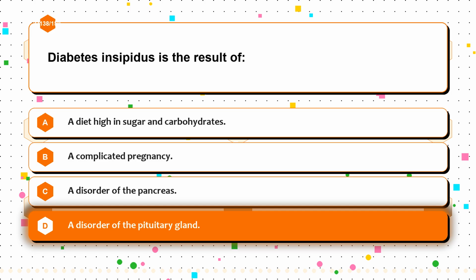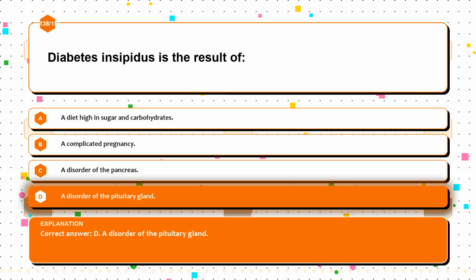The correct answer is option D. A disorder of the pituitary gland.